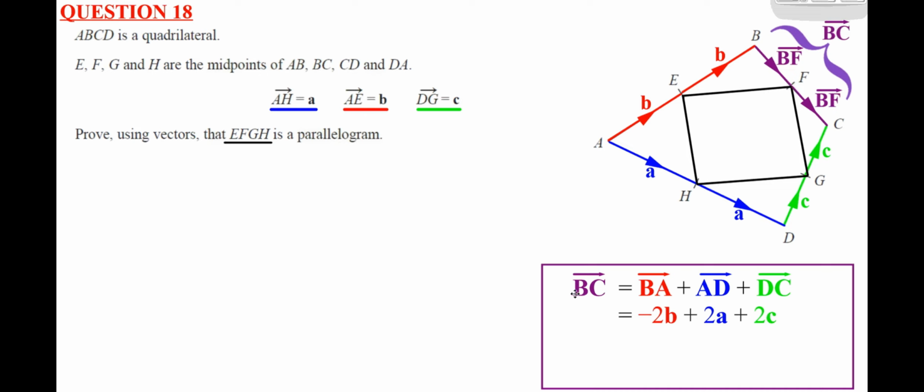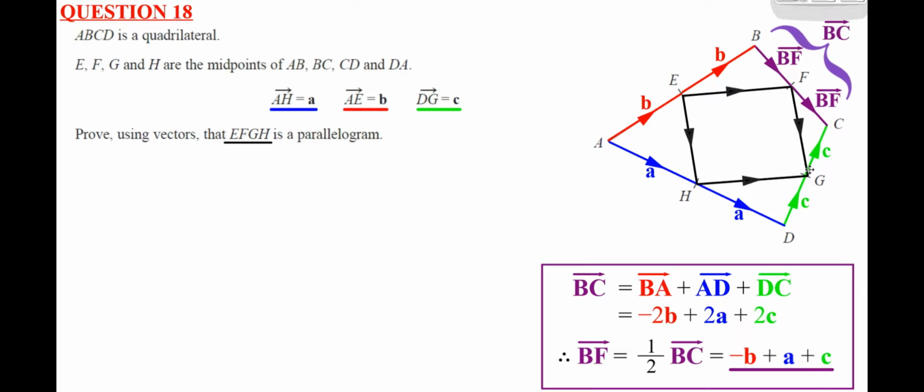So in vector form, BC is minus 2B plus 2A plus 2C. So if I wanted just BF, which is half of BC, then BF would be half of all of that. Half of minus 2b is minus 1b, half of 2a is just 1a, half of 2c is just vector c. We've now got all of the ingredients to work out, using all components, what all of these lines on the parallelogram are represented by using vectors.